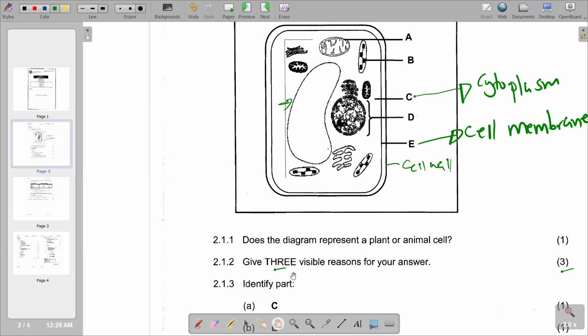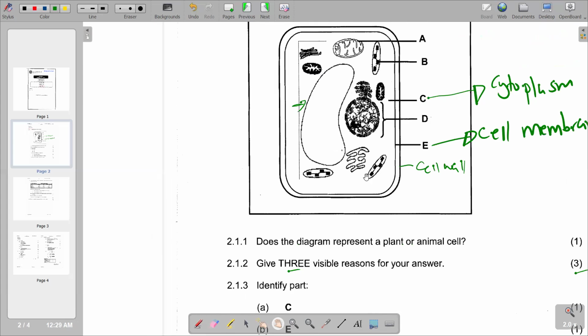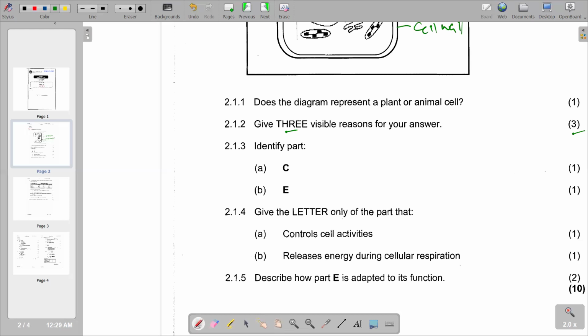Then we go to the next part of our question, which is 2.1.4, says give the letter only of the part that controls cell activities. The part that controls cell activities, that is on our 2.1.4a. And we know that the part that controls cell activities is the nucleus. So we try to identify the nucleus, and we see that D is representing the nucleus. So the response that we have there is D.